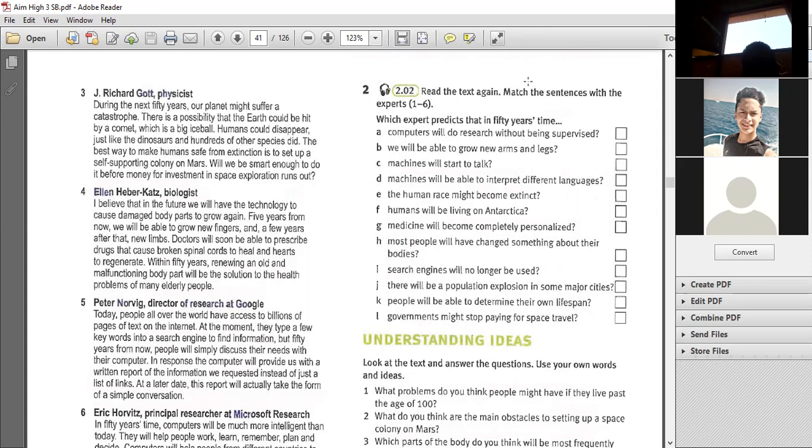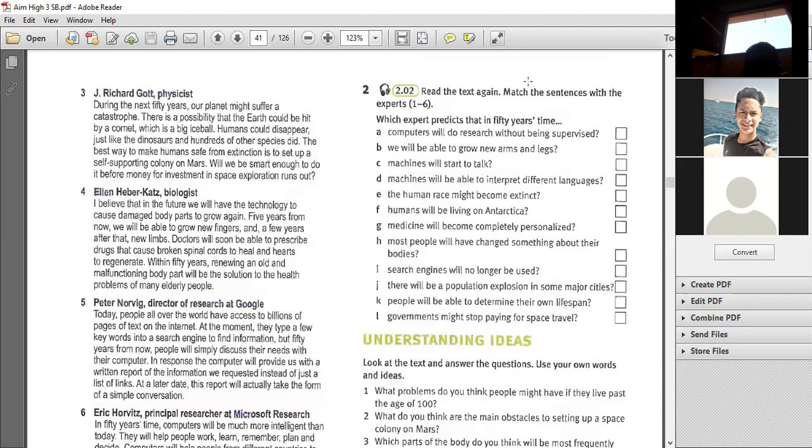After that, new limbs. Limbs means your arms and legs. Doctors will soon be able to prescribe the drugs that cause broken spinal cords to heal and regenerate within 50 years. Within 50 years, renewing an old and manufacturing body part will be the solution to the health problems of many elderly people. Elderly, from elder, like older. They just say older, that's the technique.